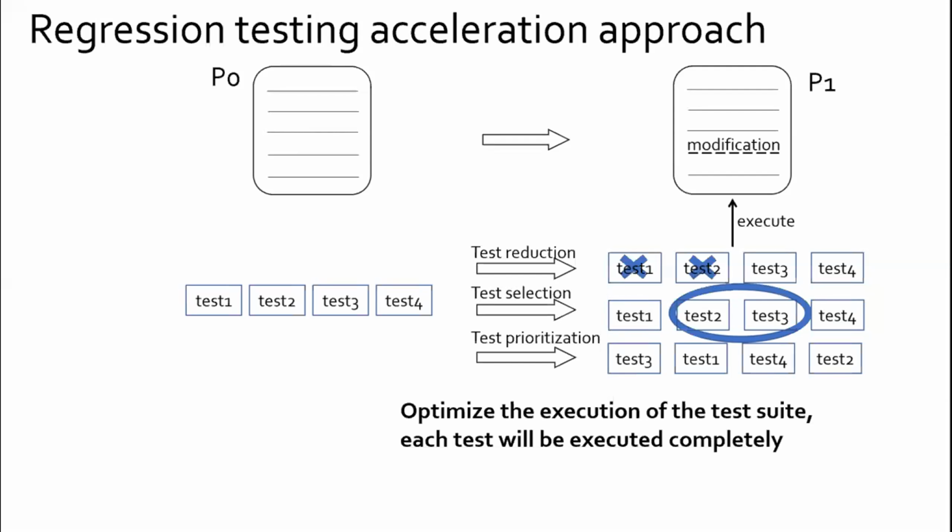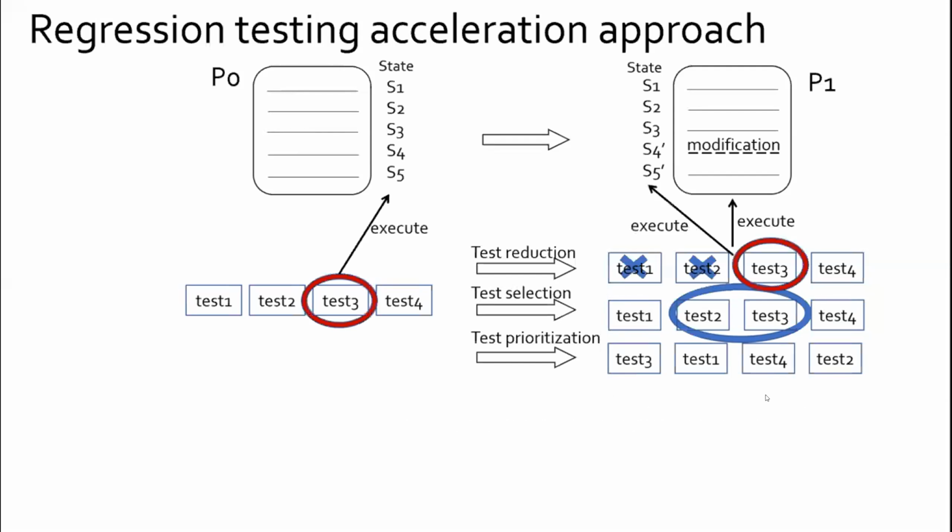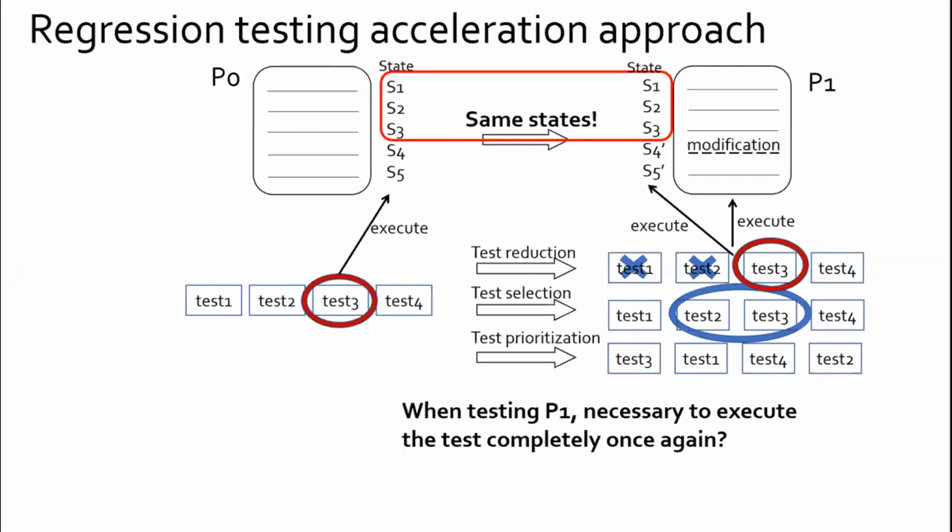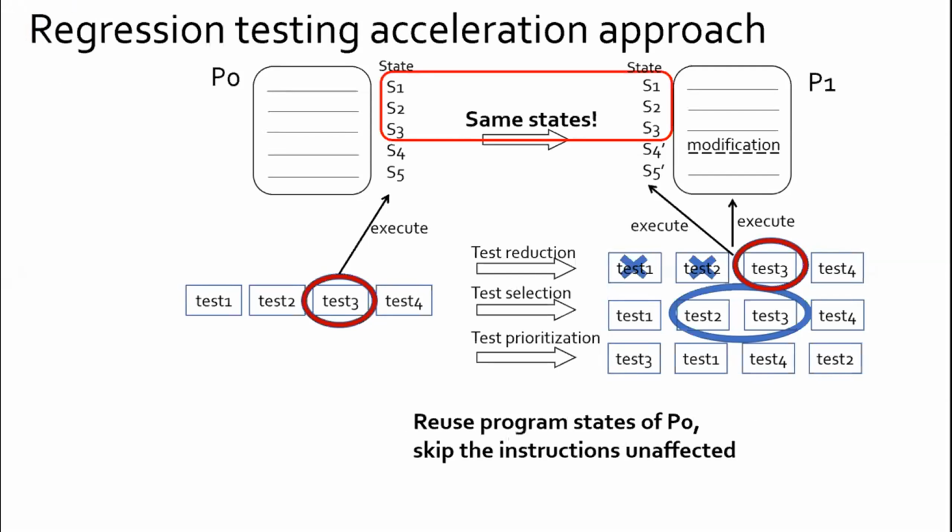In fact, modifications between two versions are minor. P0 and P1 are similar. For one individual test, we can notice that during execution, some of the program states of P0 may be the same as P1. The state here refers to a set of variable values during execution. So I have a question. Since the states are mostly the same, is it necessary to execute the test completely once again? The answer is definitely not. For the program states unaffected by regression modifications, we can directly reuse them and skip the relevant instructions.